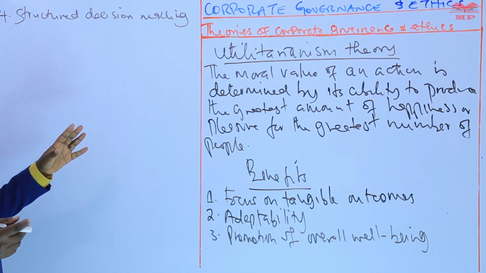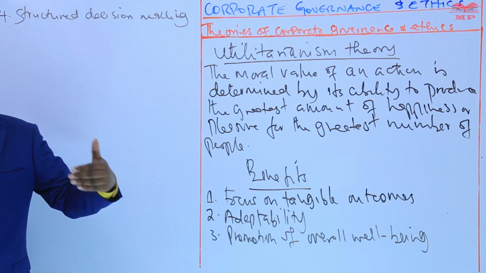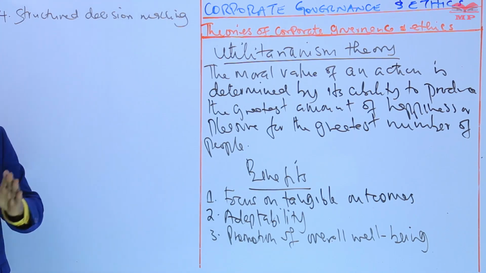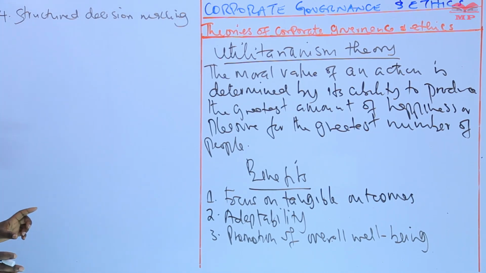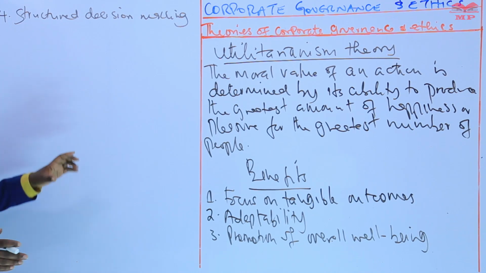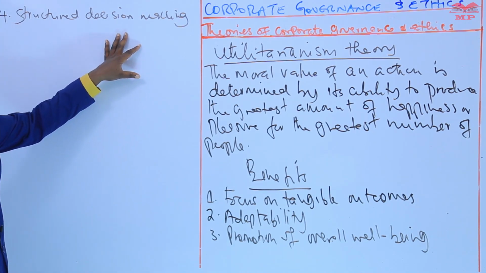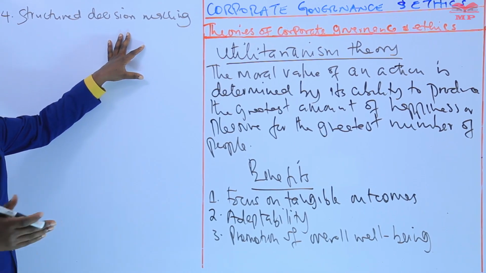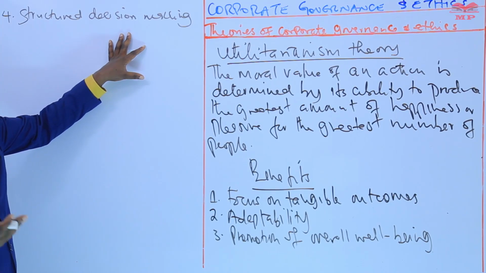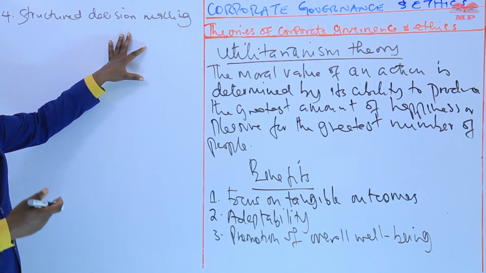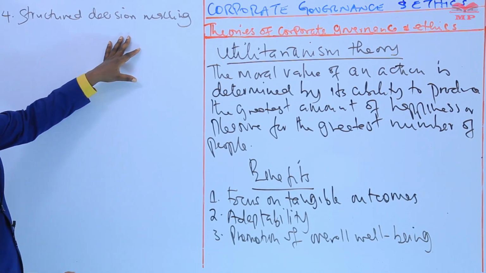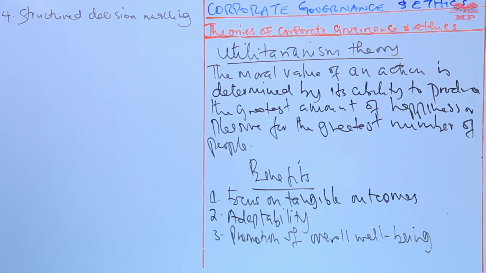So it offers a systematic approach to decision making, which then encourages companies to evaluate potential consequences of different actions. And that is what we are referring to as structured decision making, systematic decision making. Before a decision is made, the company has to evaluate its impact or its consequences, and then the company chooses the one with the most favorable overall outcome. The company chooses the one with the greatest amount of pleasure for the greatest number of people. Structured decision making.